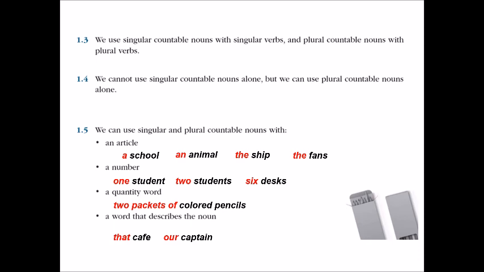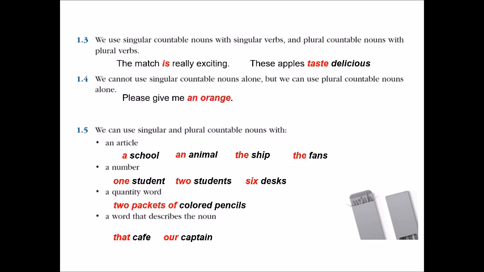We use singular countable nouns with singular verbs and plural countable nouns with plural verbs. For example, the match is really exciting. These apples taste delicious. We cannot use singular countable nouns alone, but we can use plural countable nouns alone. For example, please give me an orange. I like oranges. Please don't say, please give me orange, or I like orange.